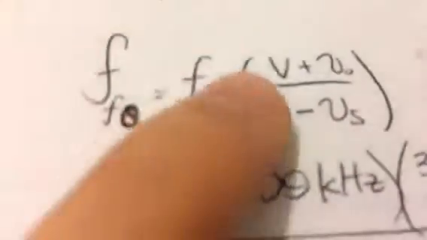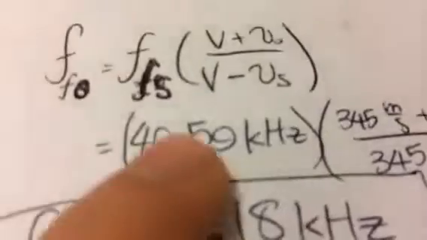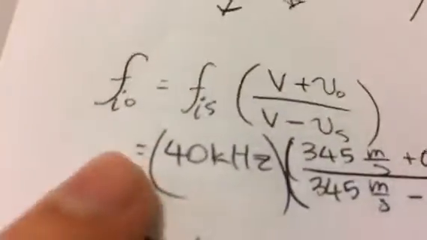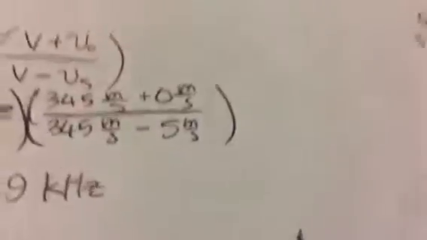So the final frequency of the observer is equal to the final frequency of the source times, it's the same setup, the velocity of sound plus the velocity of the observer divided by the velocity of sound minus the velocity of the source. So now for the final frequency of the source, I'm using the initial frequency of the observer. Because if you think about it, the wall was the observer initially, but it was the final source of sound. So I plug that in, 40.59 kilohertz approximately.